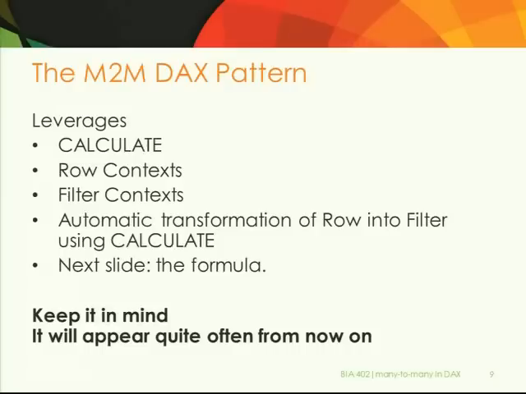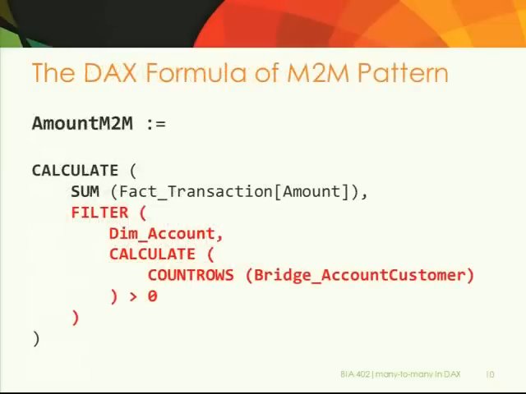In the next slide, we'll take a look at the formula. It's not important to understand it now. Just look at it, memorize it, try to take a photo of it. So this is the formula. Whenever I have a many-to-many, in some way I have to fall into this pattern. The amount M2M is computed using CALCULATE, the sum of fact transaction amount, and then the red part is a filter that makes the magic, that makes many-to-many work.